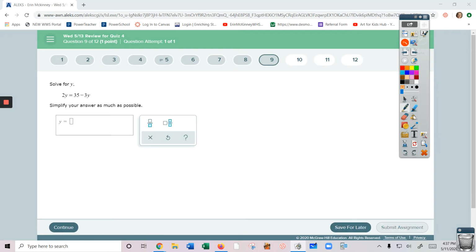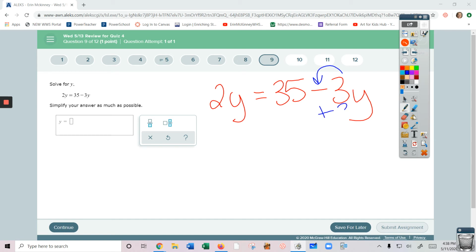Number 9, we have variables on both sides. So 2y equals 35 minus 3y. Okay, when variables are on opposite sides of the equal sign, we want to get them together with the opposite sign. So we have negative 3y on the right side of the equal sign and 2y on the left-hand side of the equal sign. So we want to use the opposite of a negative 3y. So we are going to add a 3y, and I'm just writing it underneath the locations that have the y.